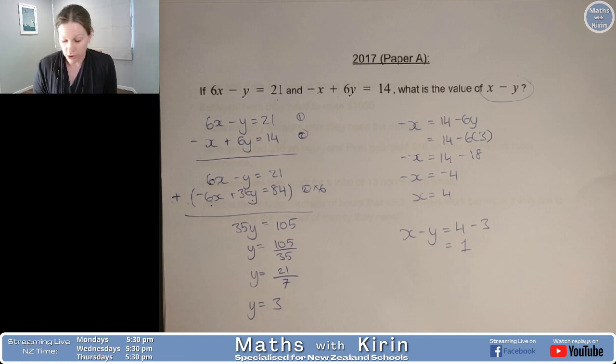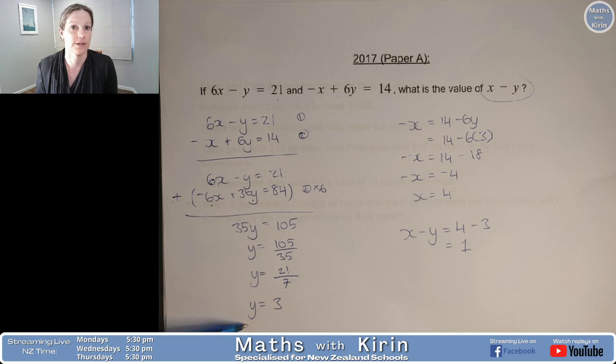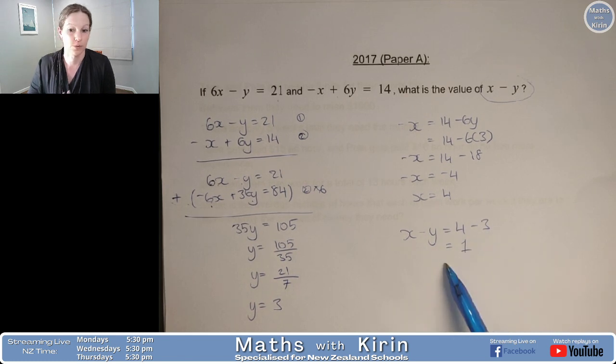Or for merit, you solve for one variable correctly, so you get either x is 4 or y is 3. Or you get 2 or more of those procedures for achieve, so you combine into one variable, and then maybe something goes wrong, you get a consistent solution. Okay. And then for excellence, you need the correct solution to the problem, so you need the x minus y.